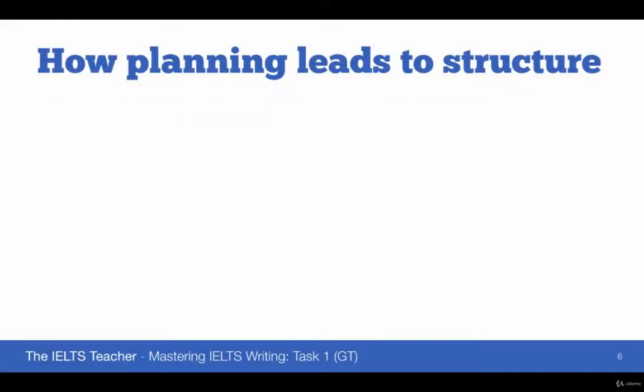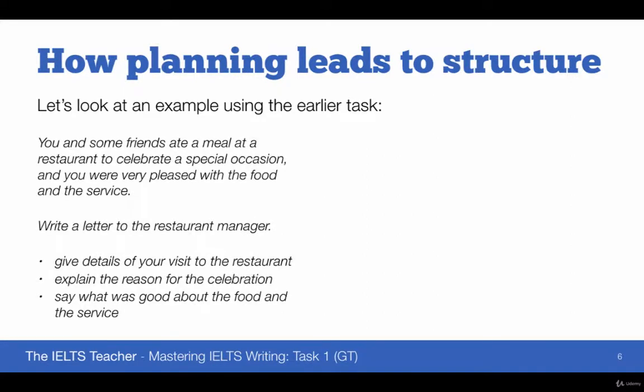Let's have a look at an example. So we're going to keep with the same task about the restaurant and that we had a very good time there. So our plan, as I say, we want to identify what kind of letter it is. First of all, it's a formal letter. We are writing to a manager of a restaurant. So we use that as the title of our plan. Now you may actually see this as a semi-formal letter because you'd be writing in a very happy way.